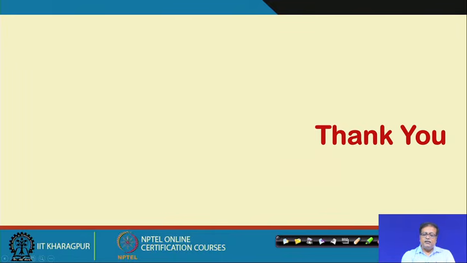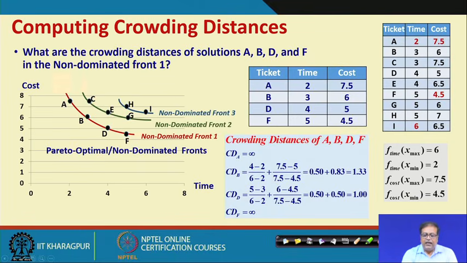Now, the crowding distance of A, B, D, F. We know that the crowding distance of A will be infinity. Why? Because you see A has no neighbor on the other side. Is it all right? So, since those are extreme feasible solutions, for them we assign a crowding distance of infinity. So, in that sense A and F will have infinite crowding distances.